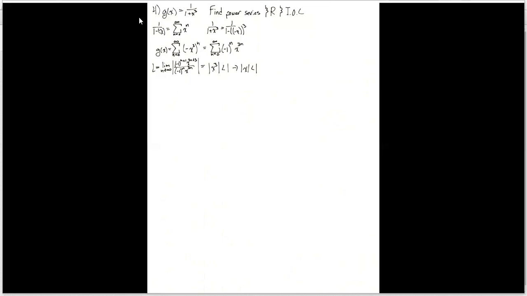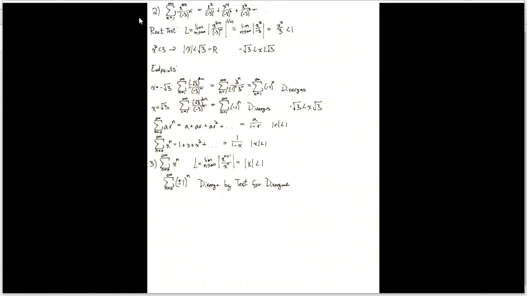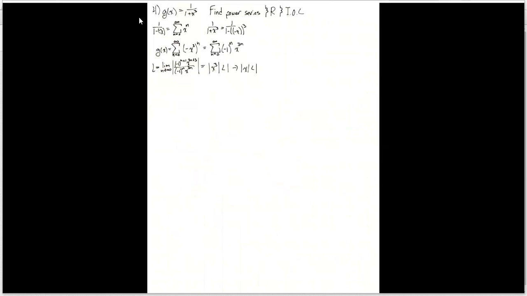And if you went ahead and plugged the endpoints of negative 1 and 1 into our power series, you would see that all we would have is negative 1 to the n, or just 1s all the time. And those are both going to diverge, just like we had in this example down here. So we have the same interval of convergence and radius for this power series.